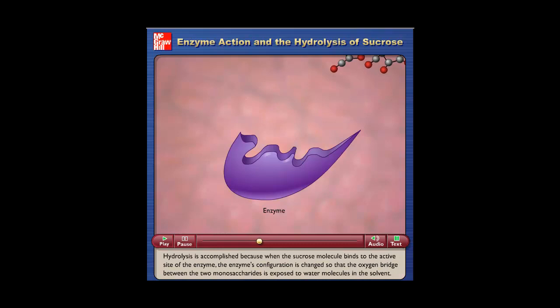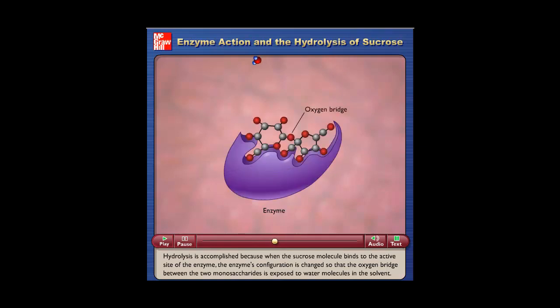Hydrolysis is accomplished because when the sucrose molecule binds to the active site, the enzyme's configuration is changed so that the oxygen bridge between the two monosaccharides is exposed to water molecules in the solvent.